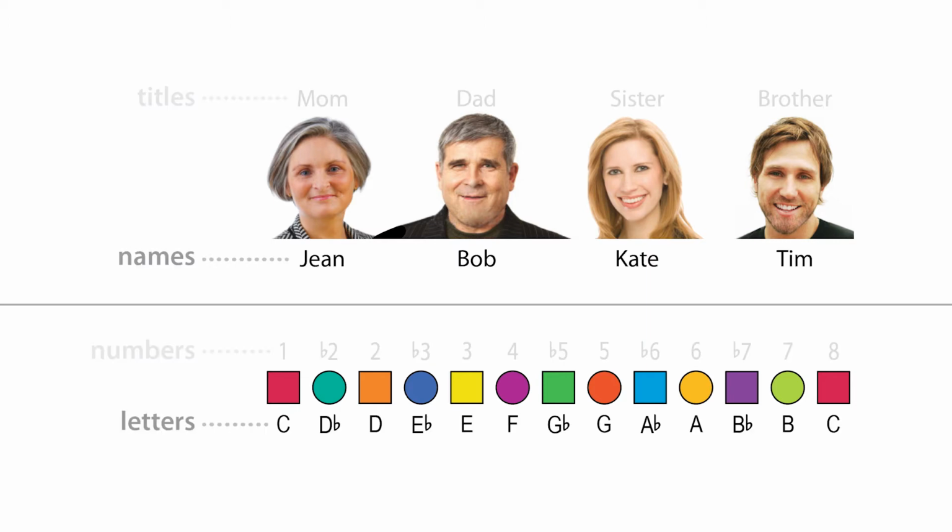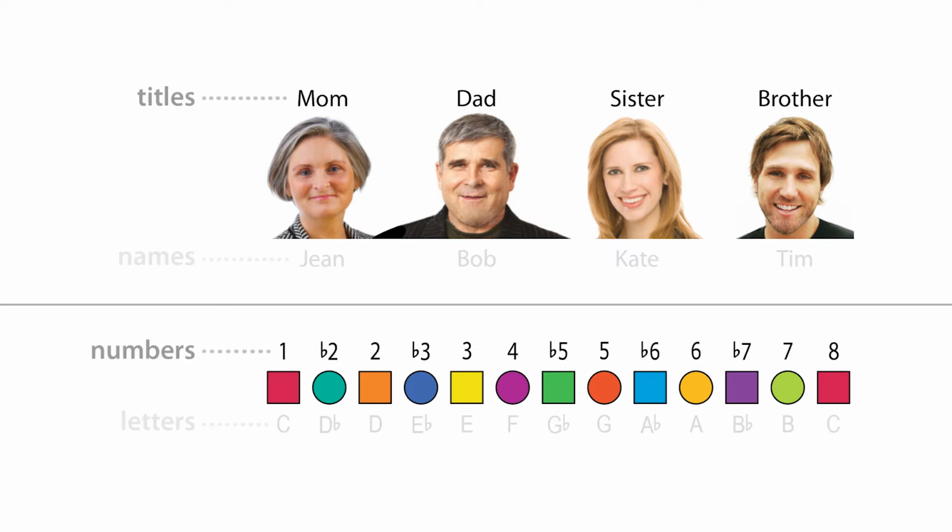So for example, just as the names Jean, Bob, Kate, and Tim tell us who's who in a family, the letter names identify which pitch is which in music. And in the same way that the titles of mom, dad, sister, and brother describe the various roles these people play, the numbers we use in music show the general position of each interval within a given key. Now in music, the labels we use to identify the individual pitches and intervals don't communicate as intuitively the types of relationships that are at play as, say, the titles of mom, dad, sister, and brother.